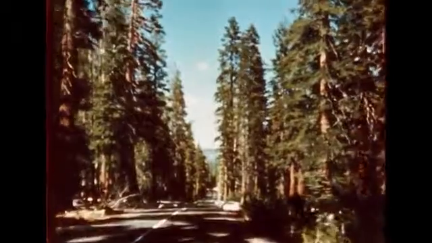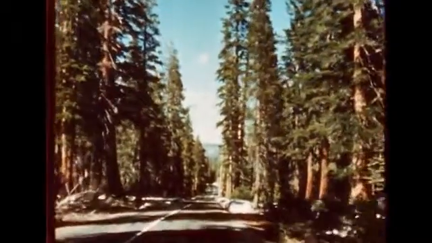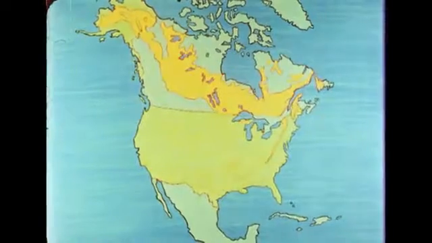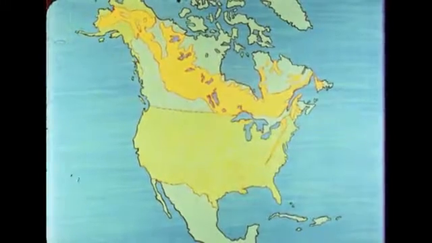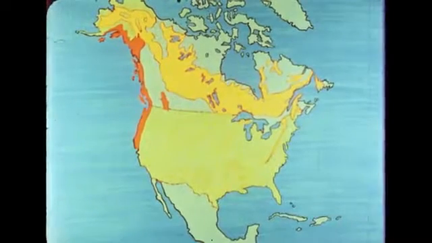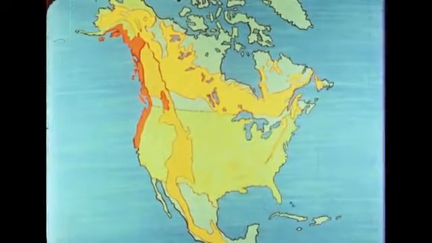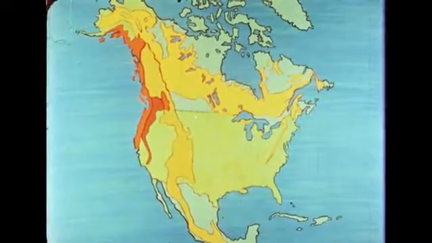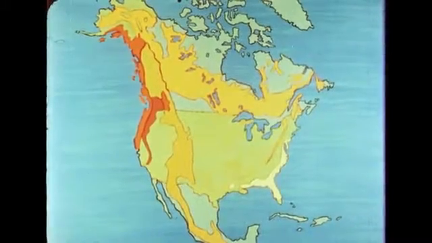In North America, the richest development of conifers is found in 5 great forest regions. They are the northern or boreal forest, the northwest coastal coniferous forest, the Rocky Mountain coniferous forest, the Cascade Sierra coniferous forest, and the southeastern evergreen forest.